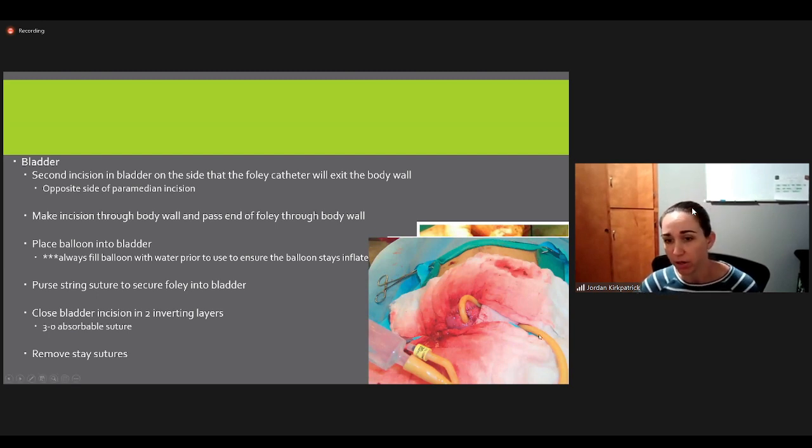And this is another view. So you can see the prepuce would be here. This is the incision into the abdomen, and the Foley catheter is entering the body wall on the opposite side of the incision into the abdomen.